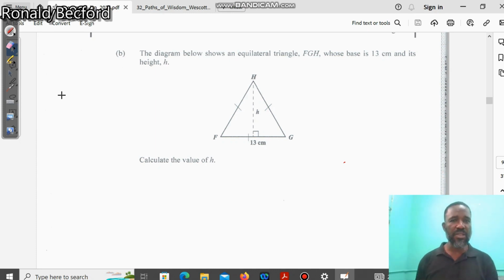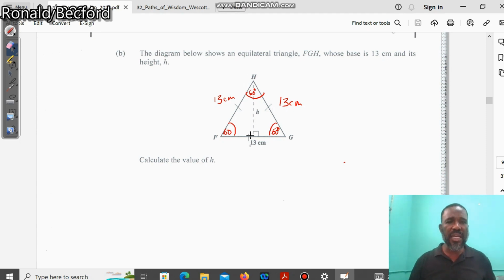Some of the things that we need to remember: if it is an equilateral triangle, it means that all sides of the triangle are of the same length. And if they are all of the same length, it also means that this angle here is equal to 60 degrees, that angle there is equal to 60 degrees, and that angle here is also equal to 60 degrees. So those are the basic concepts of an equilateral triangle.